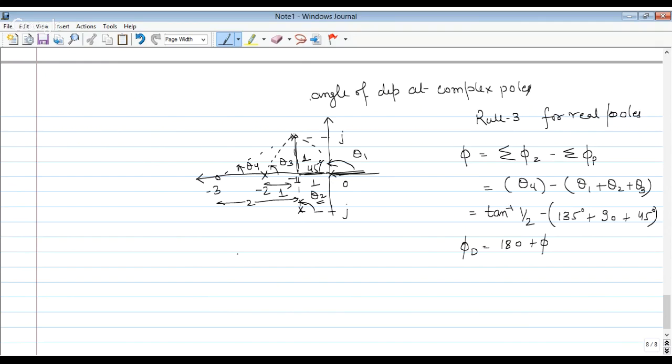If it was a complex zero, we would have calculated the angle of arrival. The same way we will calculate phi, but it will be 180 minus phi. For complementary root locus, you have to replace 180 degrees by 0 degrees. That is the only difference in complementary root locus.